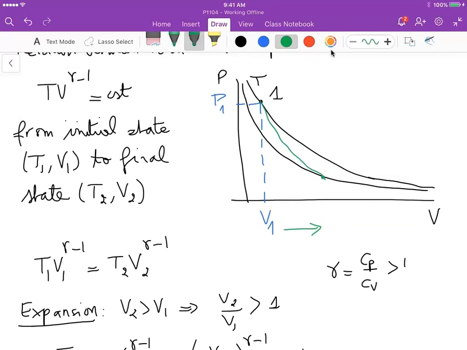And so in this case, let's say this is point 2, which is the final state, and this point would be characterized by the pressure and the volume P2 and V2, while the temperature has decreased.